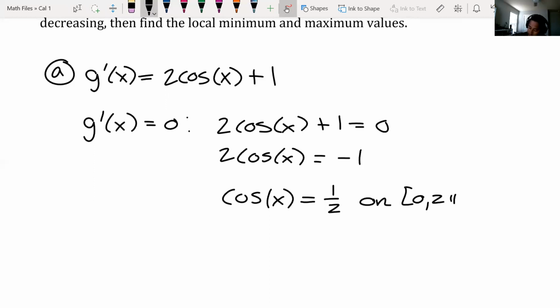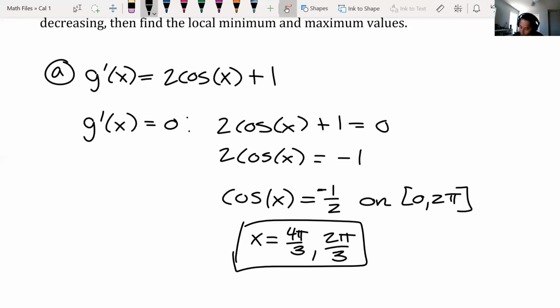They're giving us 0 to 2 pi, which means look at your unit circle and tell me what radian values make cosine negative 1/2. There we go. Over 0 to 2 pi. Oh, that's the whole circle. I'm sorry. 4 pi over 3 and 2 pi over 3. There you go. All right. So here's our critical numbers.